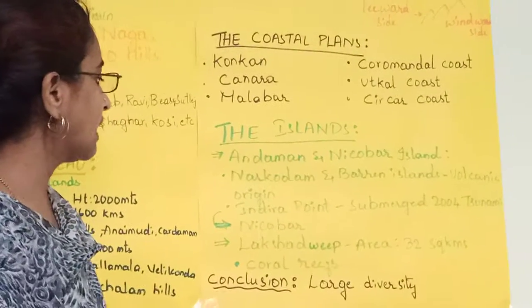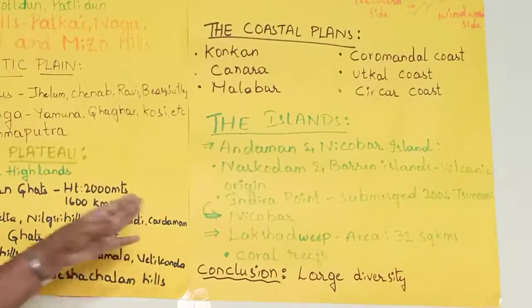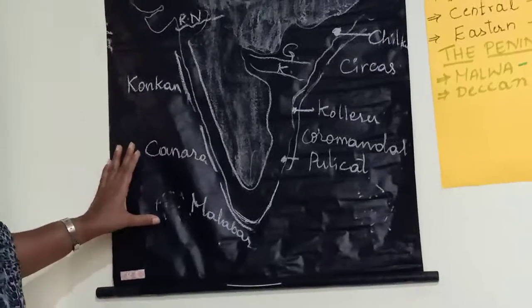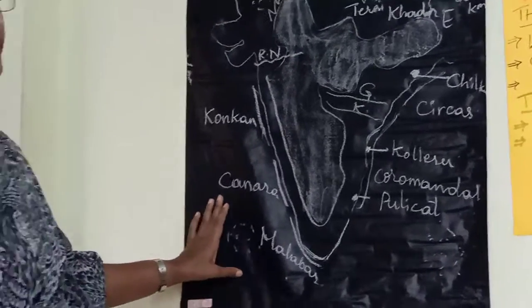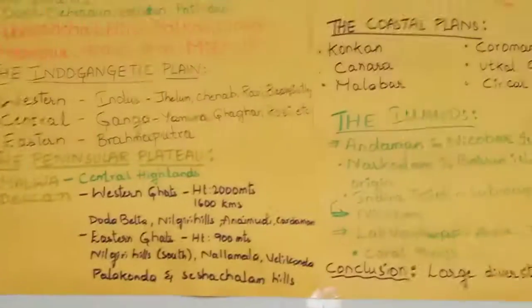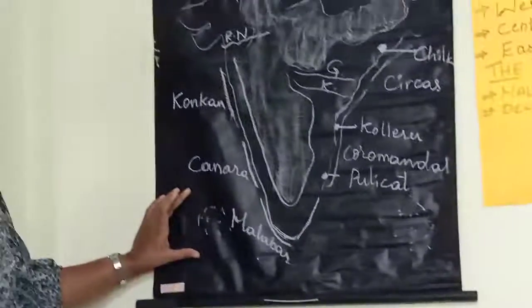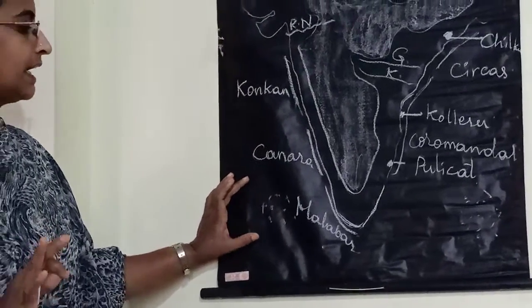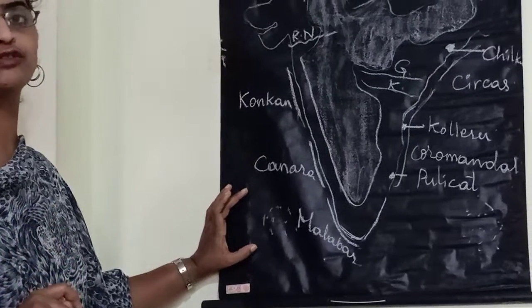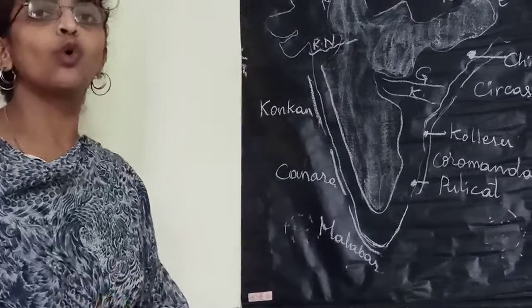Okay, and now let us talk about Lakshadweep, which is situated in the Arabian Sea. The total area of Lakshadweep is 32 square kilometers. Are you seeing the 32 square kilometers? One of the important features of Lakshadweep is that it has an origin of corals. We can see a large number of coral reefs.